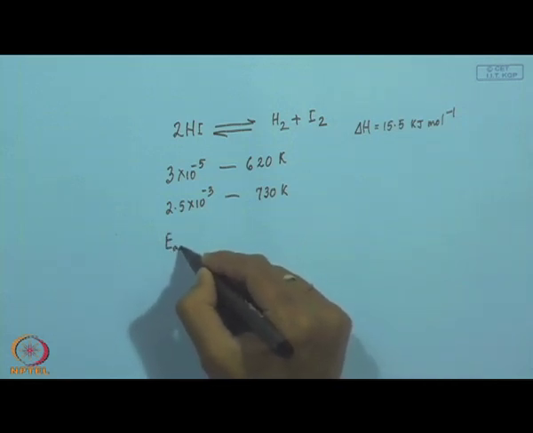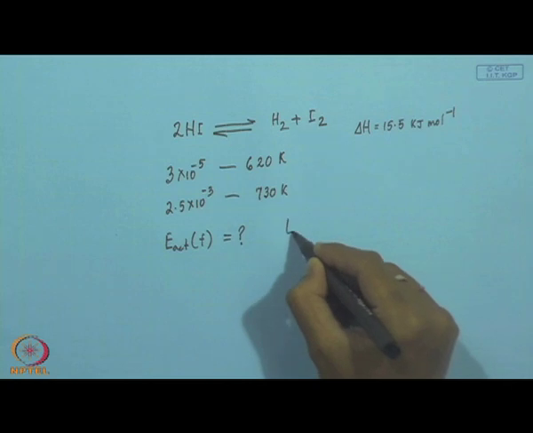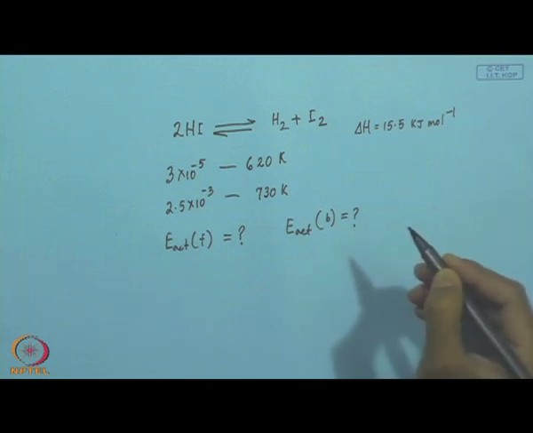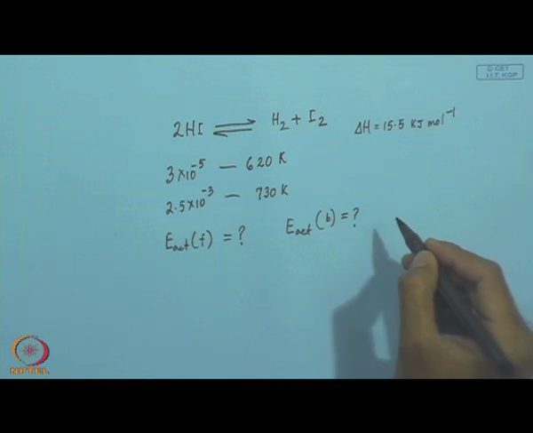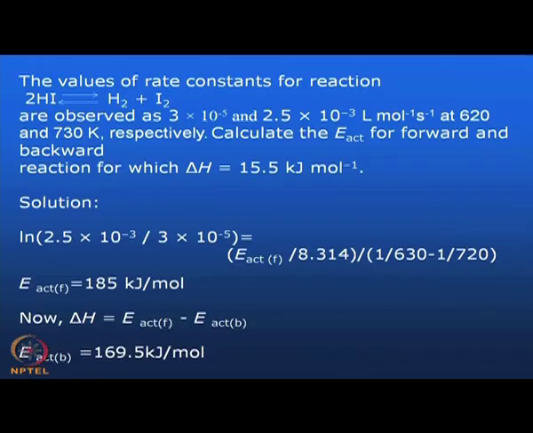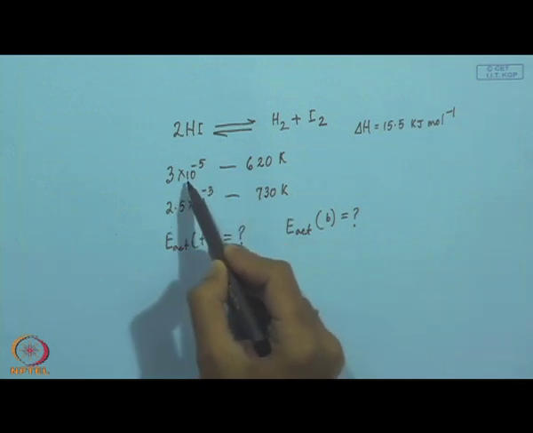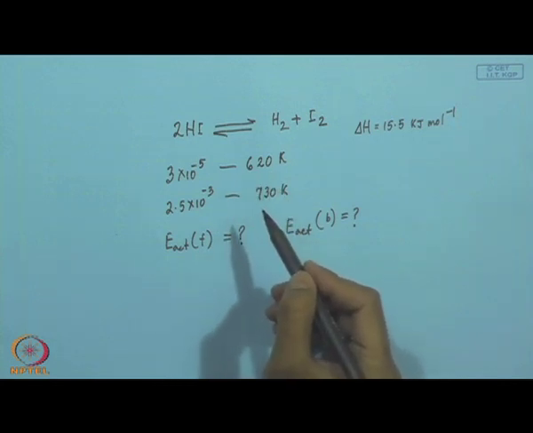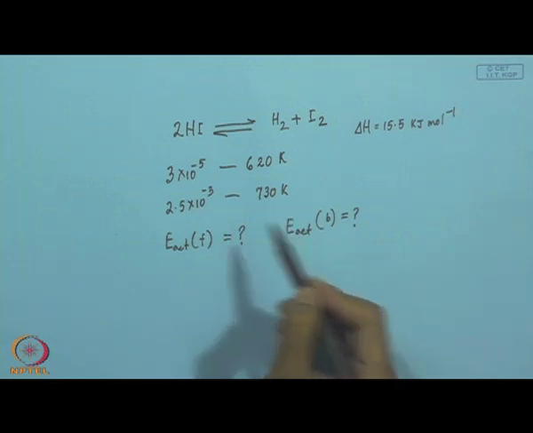So, E act forward and also E act, or EA, backward, is how much, that we have to find out. So how to do that? Since the rate constants are given for the forward process, first we have to make use of the Arrhenius equation to find out the activation energy of the forward process.